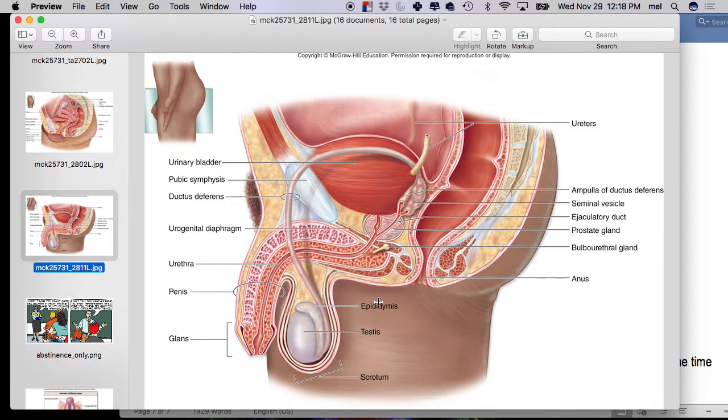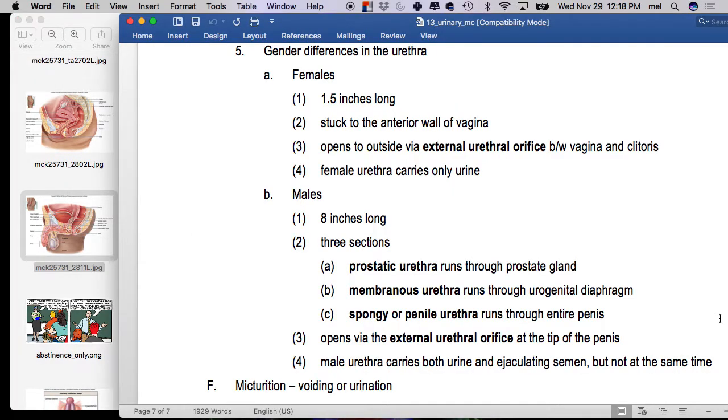I'm telling you, because notice there's a lot of urethra before you get to here. Do you see that? Right? So it averages about 8 inches long total, and it varies with the length of the penis, which varies. The length of the vagina varies too, but we don't seem to be very focused on that.